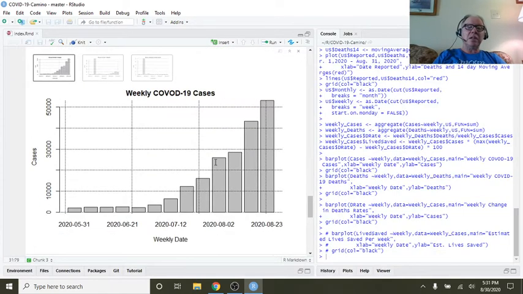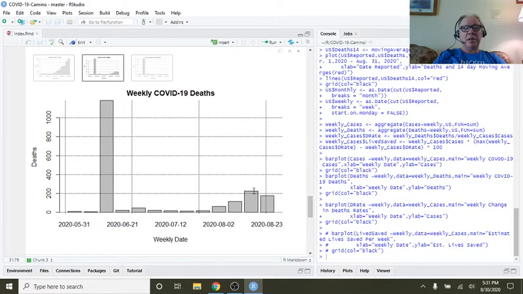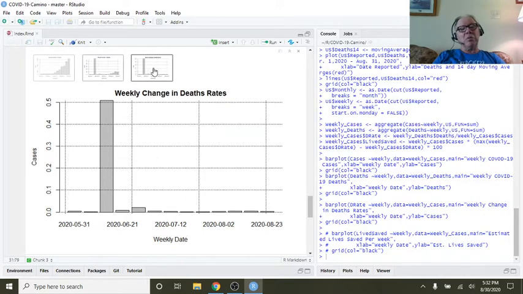Once again, you see the steady increase in cases on a weekly basis. Deaths here, 200 deaths for last week, and for the week of the 23rd it was under 200 deaths, which is well below. Again, you're under 0.1% as far as your death rates.